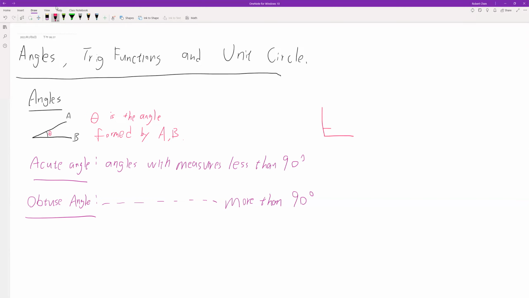And then we note it by drawing a little square here. That's a right angle, which has a measure of 90 degrees. And an acute angle would be something like this, where the measure of the angle is less than 90. And an obtuse angle will be something like that, where the measure of the angle is more than 90 degrees.